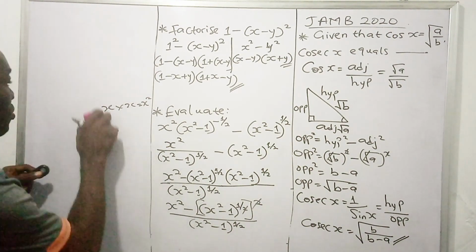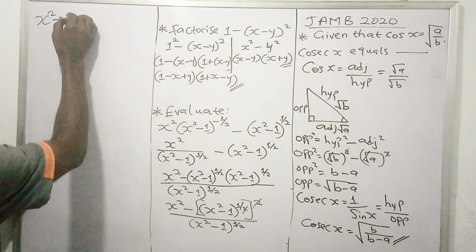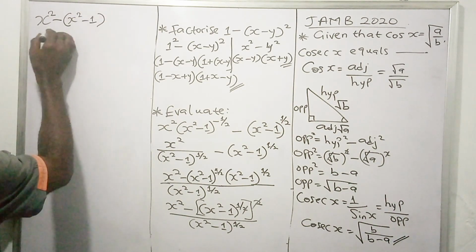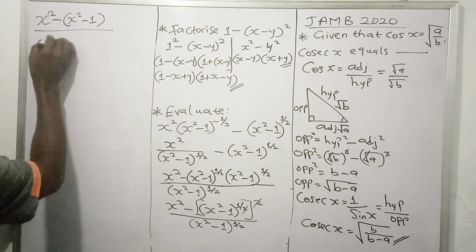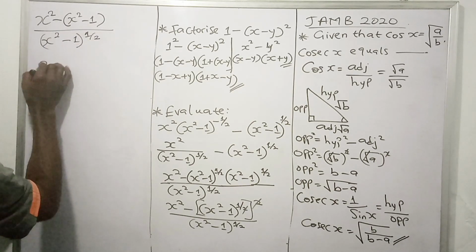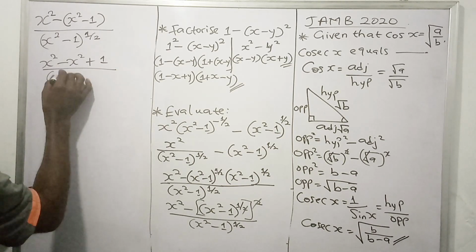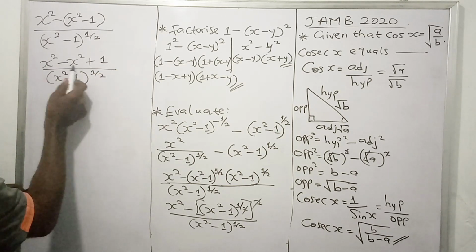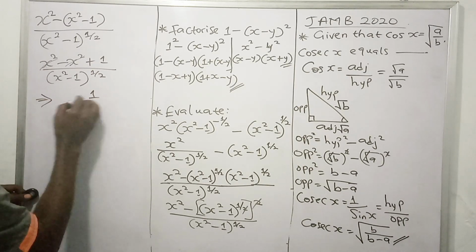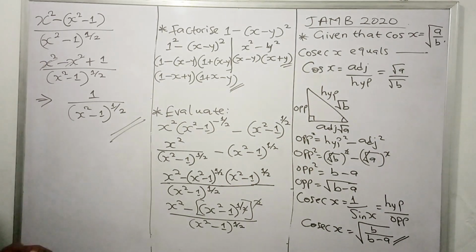And when that happens, we now have s squared minus, in bracket, s squared minus 1. Then at the denominator, we have s squared minus 1 raised to the power half. So if we open the bracket here, that gives us s squared, minus times s squared is minus s squared, minus times negative 1 is positive 1, and here we have s squared minus 1 raised to the power half. S squared minus s squared will give us 0, so we end up having 1 over s squared minus 1 raised to the power half. And that becomes the solution to that problem. So these are just a few key questions from Jamb 2020 that we just reviewed.